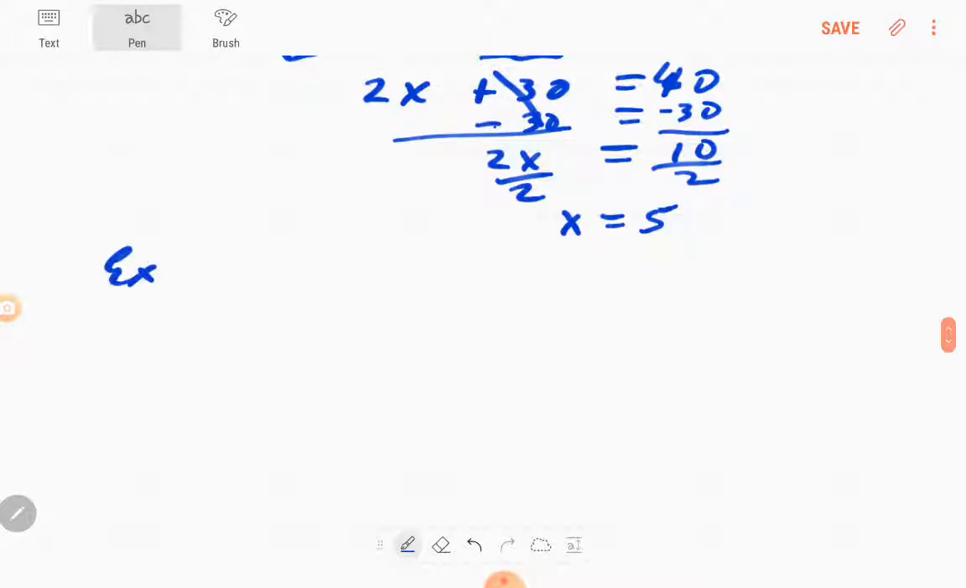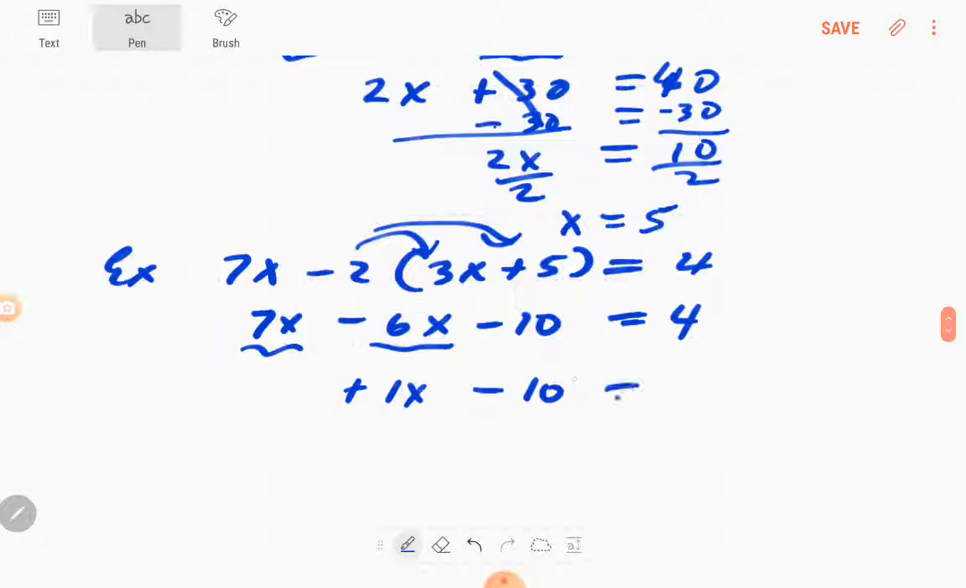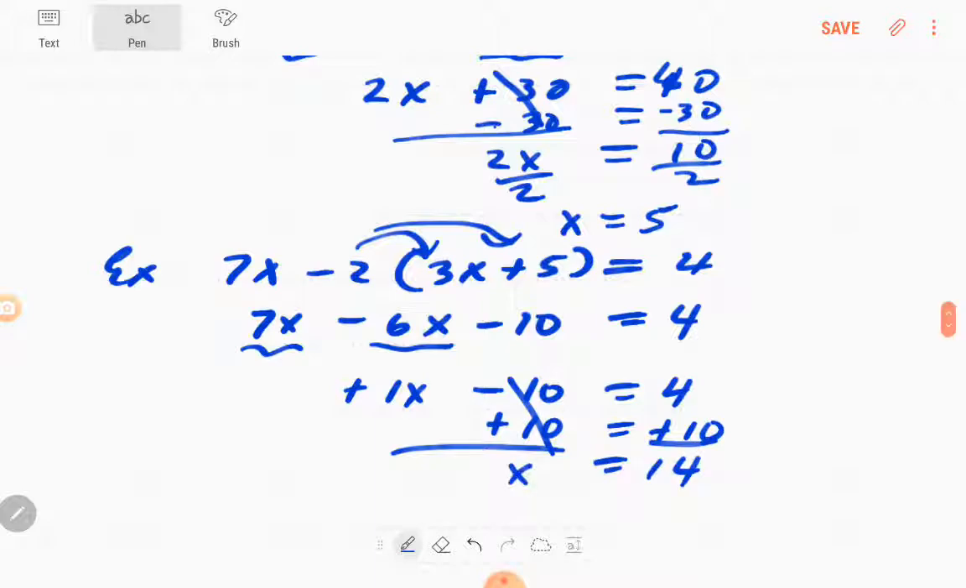Suppose we have 7x minus 2, open parenthesis, 3x plus 5 equal to 4. So here I'm going to do distributive property. So I have 7x minus 6x minus 10 is equal to 4. Combine these two together, that would just give me plus 1x minus 10 equal to 4. And now I can add 10 to both sides. So these two cancel out, leaving x is equal to 14.